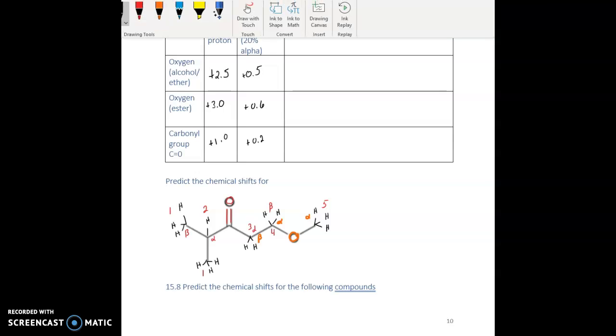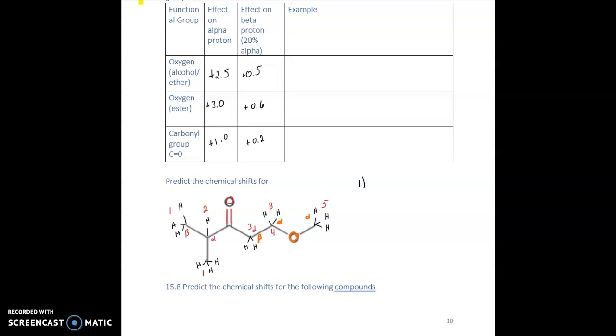Okay, so let's look at group number 1. Group number 1 starts as a methyl group, and so we'll start it at 0.9. We then say that it's beta to a carbonyl, and so it's 0.2, and we expect it to show up around 1.1. If we look at number 2, it's a methine proton, and so it starts as 1.7. It is alpha to the carbonyl group, and so it's a 1.0, and we get 2.7.